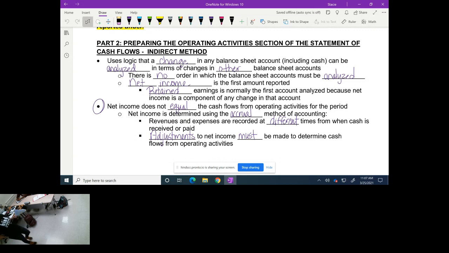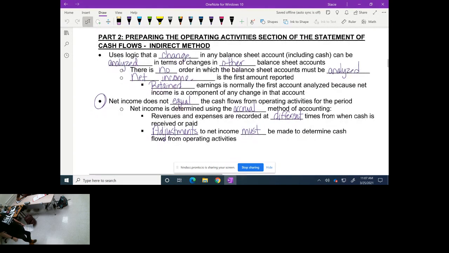So remember, when we get to the bottom of this operating activity section and we have a net cash flow for that amount, it's not the same as net income. It's not going to be the same total. That's because we're on the accrual basis where we recognize revenue and expenses at different times from when the cash comes in or goes out.